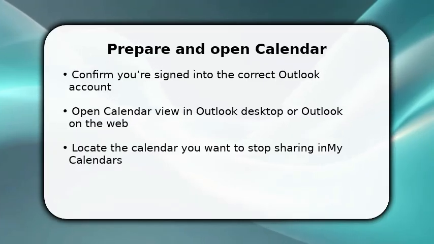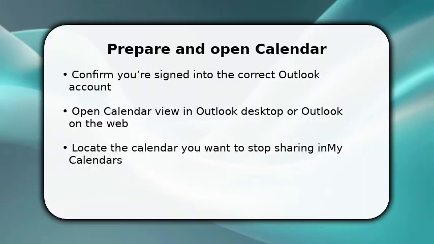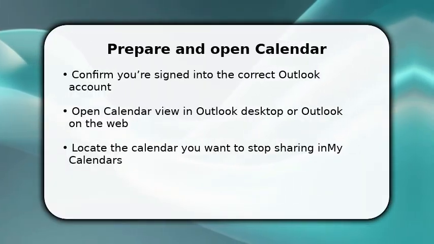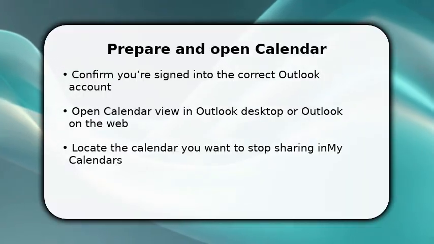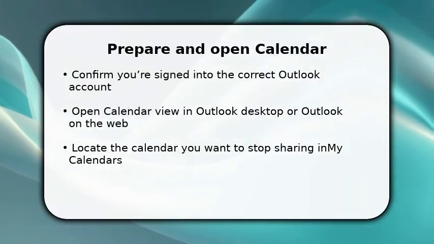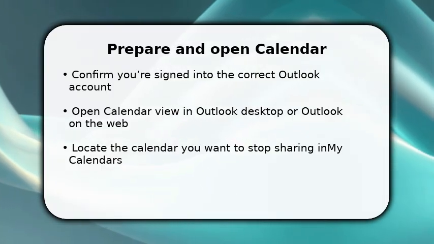You'll start by confirming you're in the right account and opening Calendar. Once done, switch to Calendar View in Outlook Desktop or Outlook on the web. Make sure you can see the list under My Calendars and identify the specific calendar being shared. If you have multiple calendars, click the one you intend to change so its settings become available.